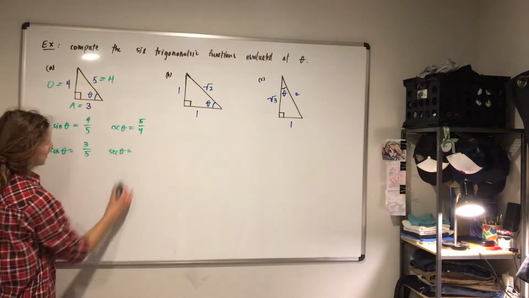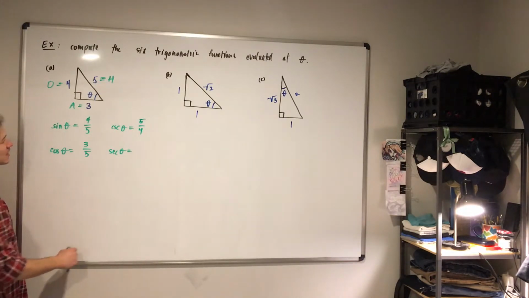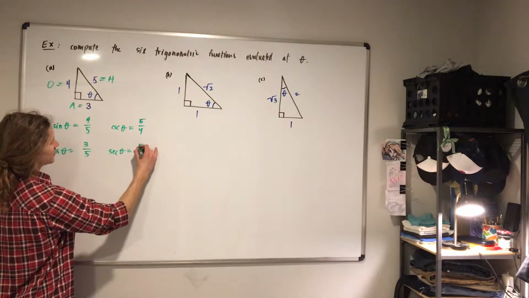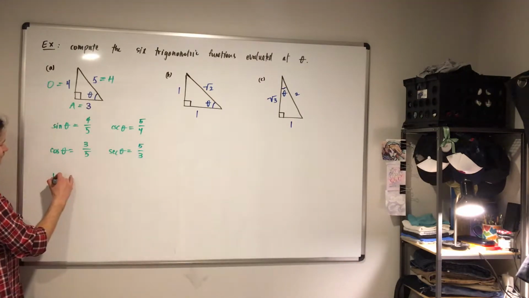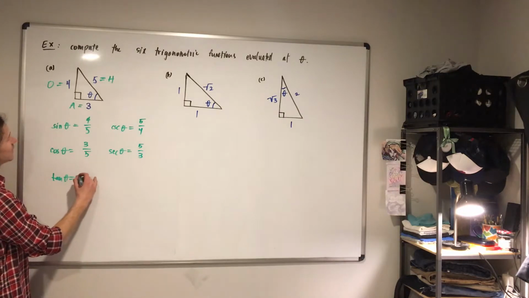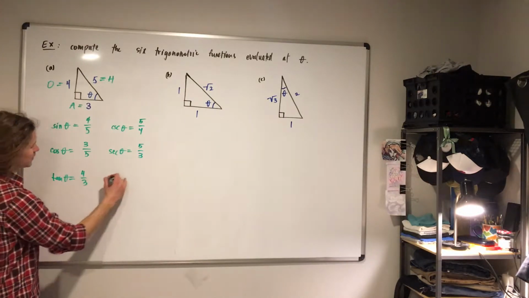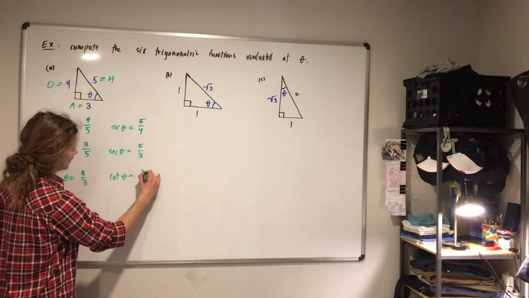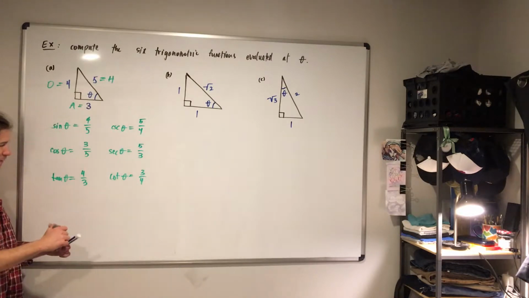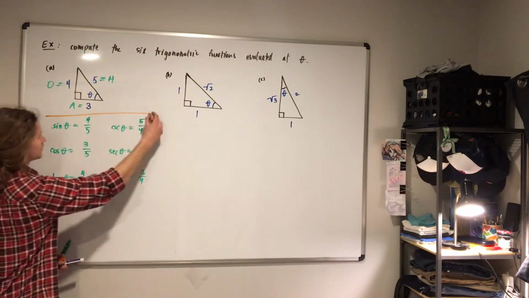By the reciprocal definition of secant theta, or by its definition on the right triangle, we can find that's equal to 5/3. The tangent of theta we see is 4/3. The cotangent of theta is 3/4. And we find our solutions.